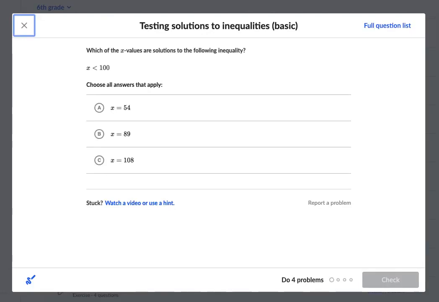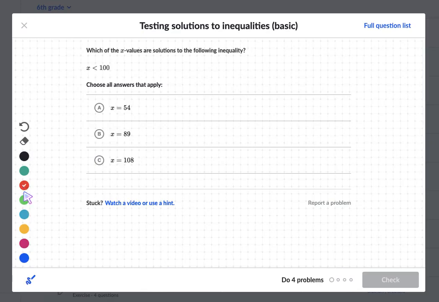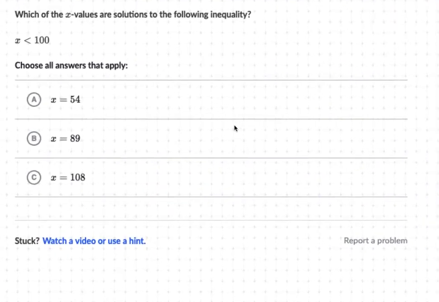All right, so first type of question that we're going to go over is testing solutions, which we first talked about. You'll have questions such as this one, which asks which of the x values are solutions to the following inequality. Choose all the answers that apply. So we want to choose all of them that create a true statement. So you're going to follow the 3 steps that we went over previously. Pause the video and try it on your own first.